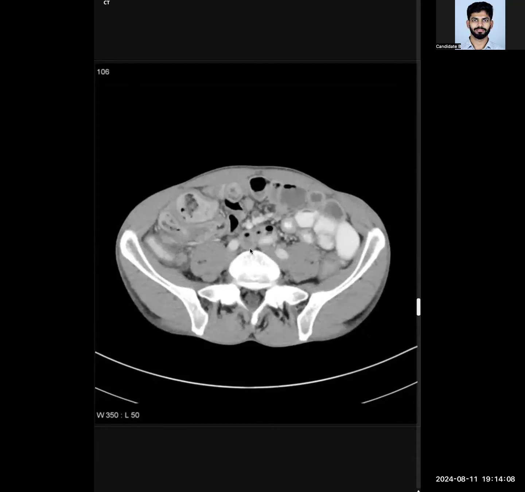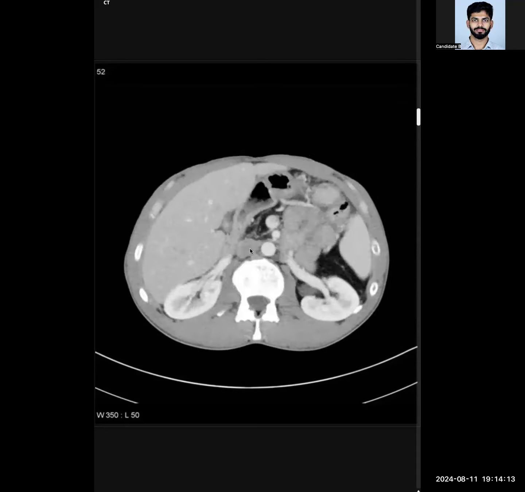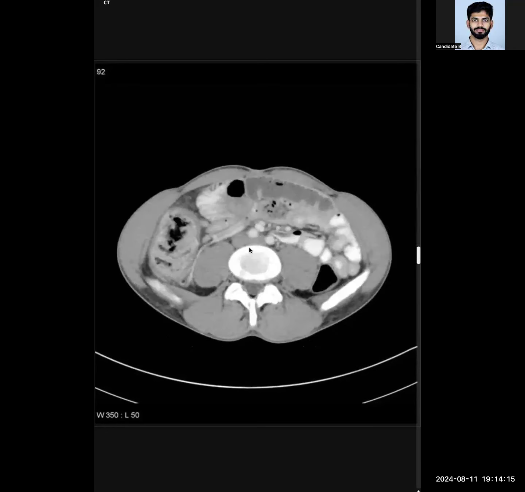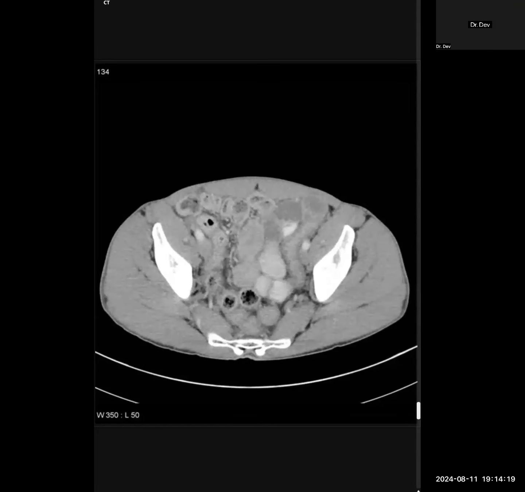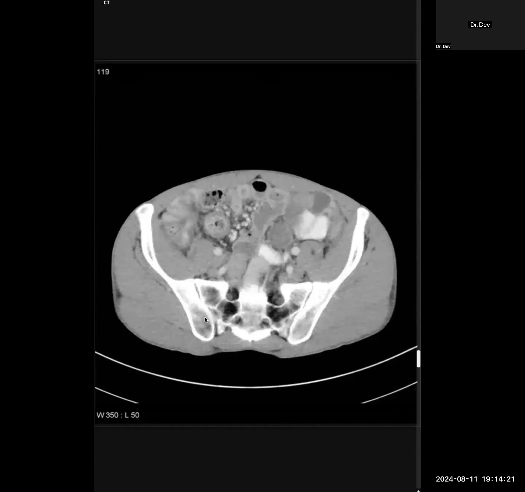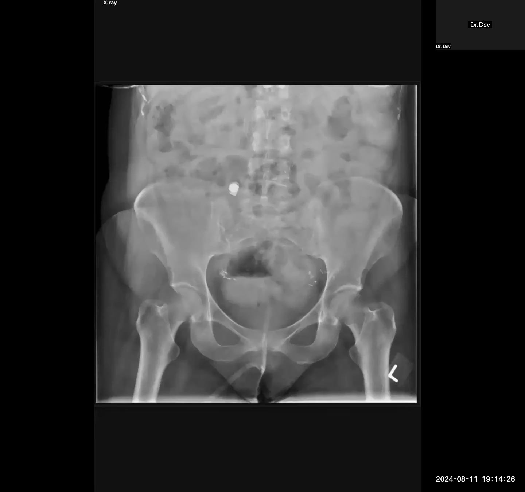Discuss the case in the surgical MDT. I'm not sure about the management, so we'll go to that later. Let go of the mouse. I will show you the next case. Here you go.